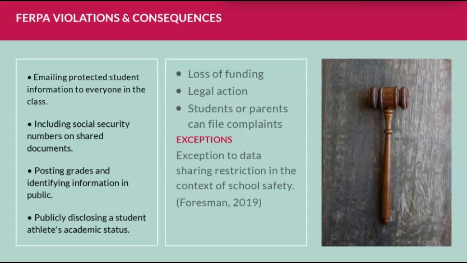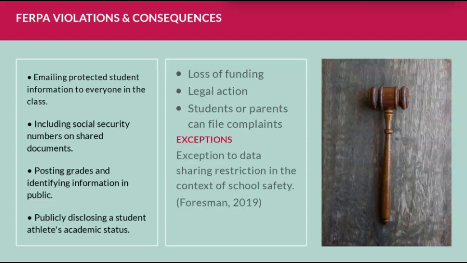Examples of FERPA violations include, but are not limited to, emailing protected student information to everyone in a class, including social security numbers on shared documents, posting grades and identifying information in public, or publicly disclosing a student-athlete's academic status. According to Betsy Forsman, writer for EdScoop, in the context of a school safety situation, FERPA makes an exception to its restrictions on data sharing should knowledge of such information be necessary to protect the health or safety of students or other persons in connection with an emergency.